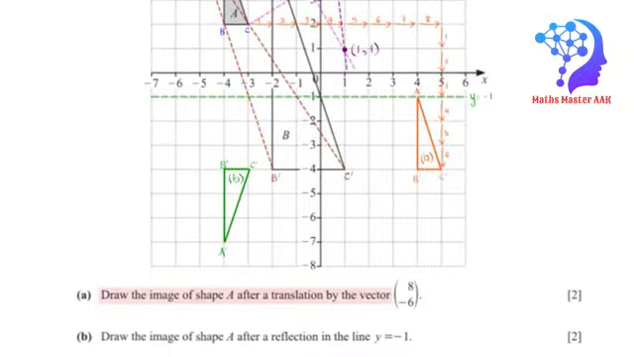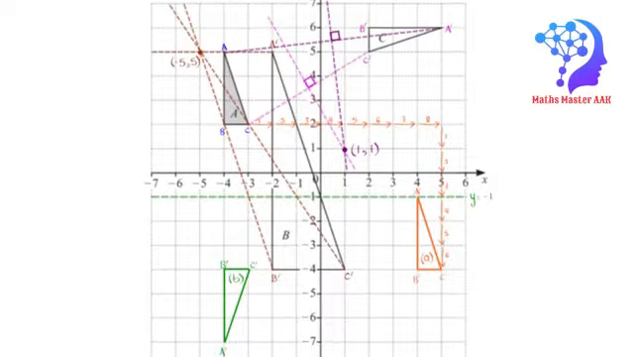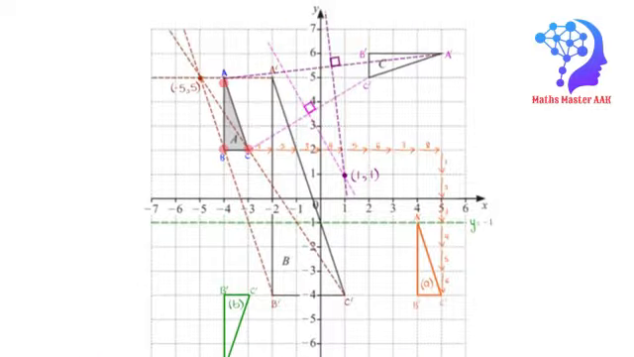Draw the image of shape A after a translation by the vector (8, -6). This simply means that we need to move each point on triangle A 8 units to the right and 6 units downwards. After doing this, we are able to map out the translated image of triangle A.